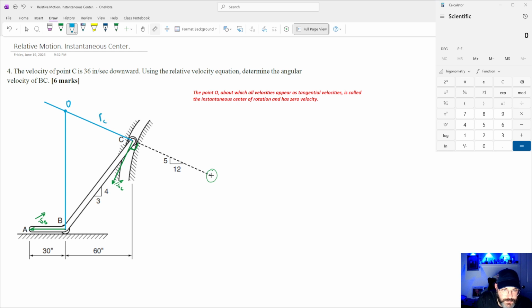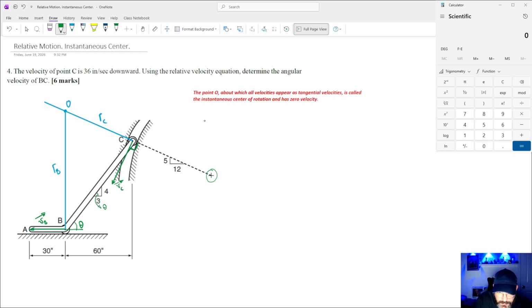So let's call this radius rc. And if we take point O and draw the radius to point B, that velocity is going to be perpendicular to the radius, and this is going to be the tangential velocity. Let's call this radius rb. Okay, so if this angle is theta, then this angle here is also going to be theta, right?